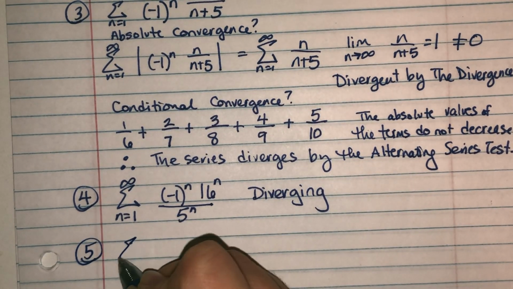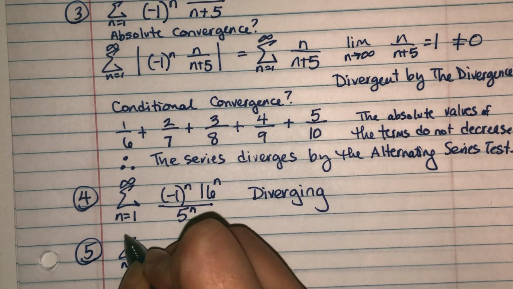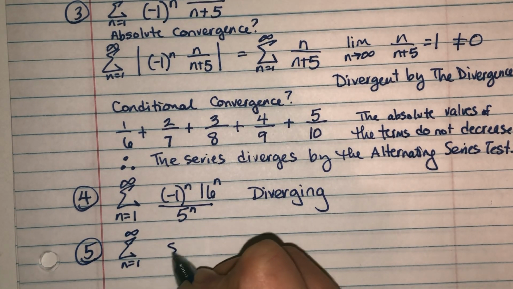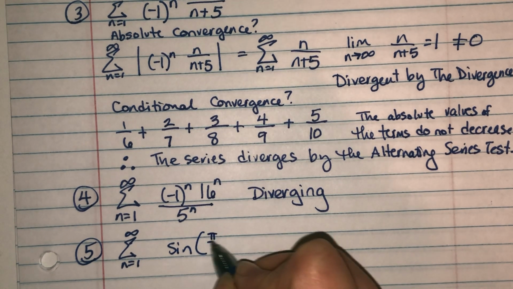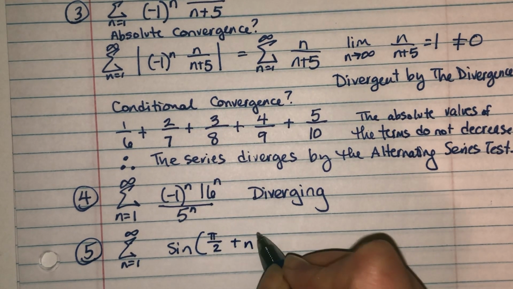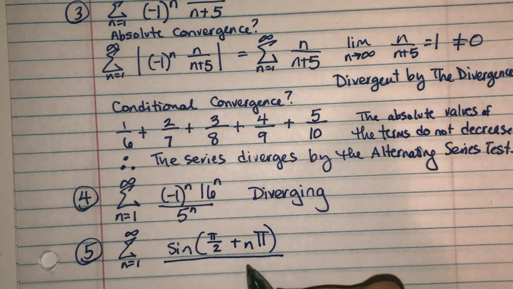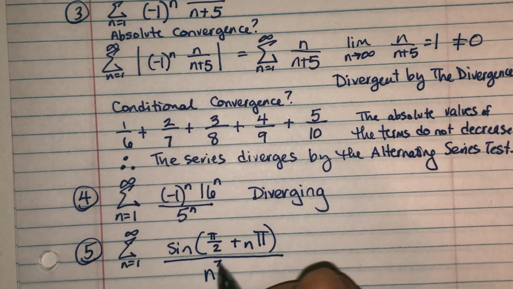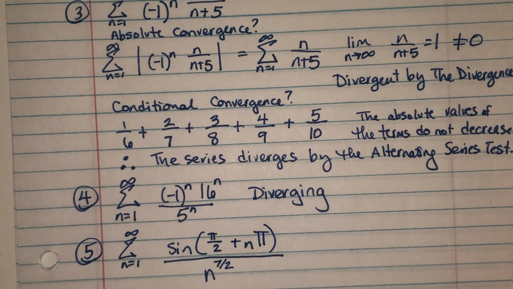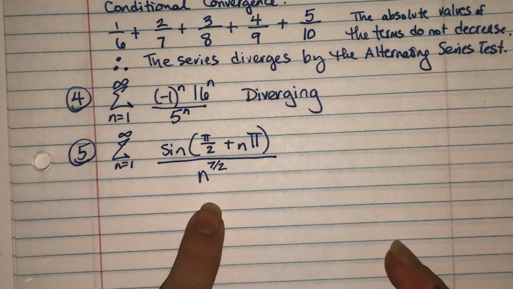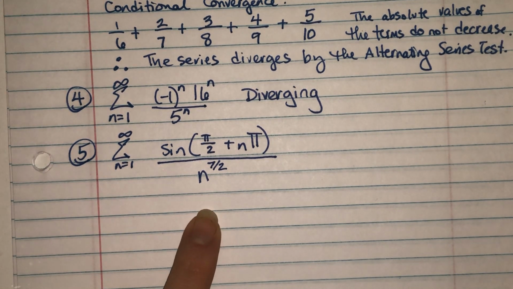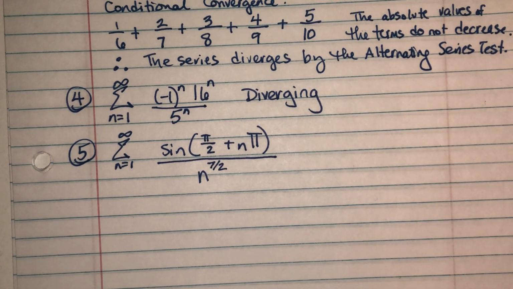The sum from n equals 1 to infinity of the sine of pi over 2 plus n pi, over n to the 7/2 power. Now, you might be saying to yourself, Mrs. Heiss, is that even an alternating series? It doesn't quite look like it. I don't see a negative raised to an n power. Well, it is a unique alternating series, but this is another way that we can make a series switch back and forth between positive and negative.